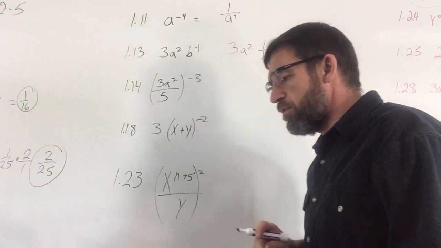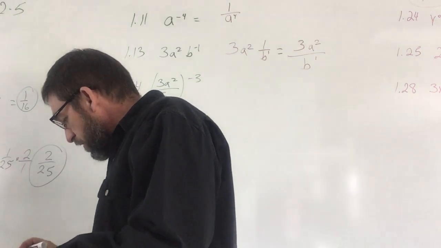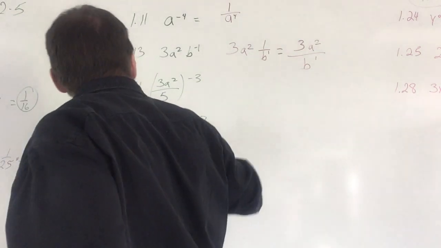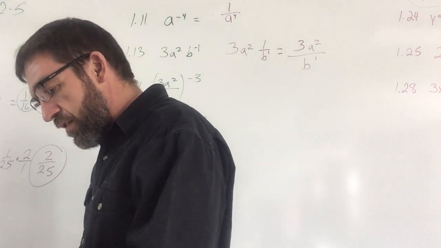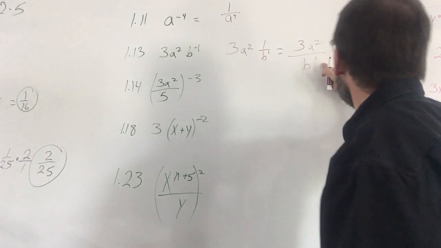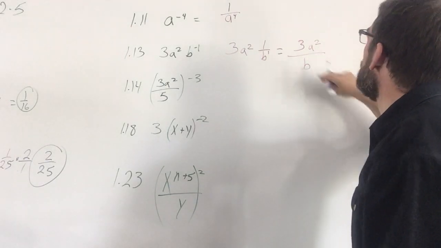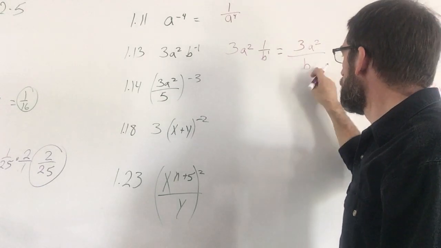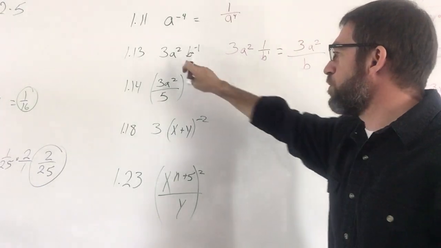Do you have to put the exponent? I don't know if its exponent is 1. I don't think you have to put it. We are doing problem 113. Let me check this out to be sure. Yes, I don't have to put it. I don't have to put the exponent there. So that's your answer, 3a squared over b for 113.